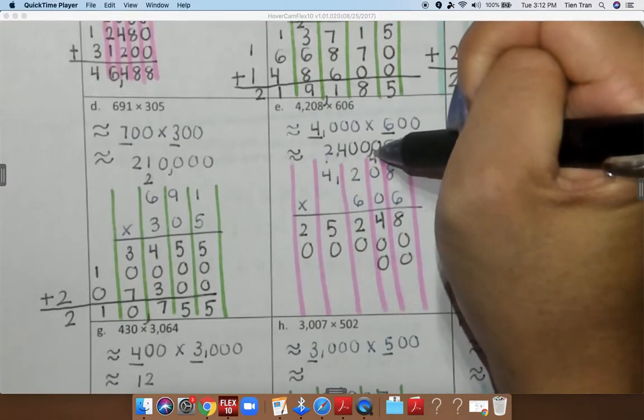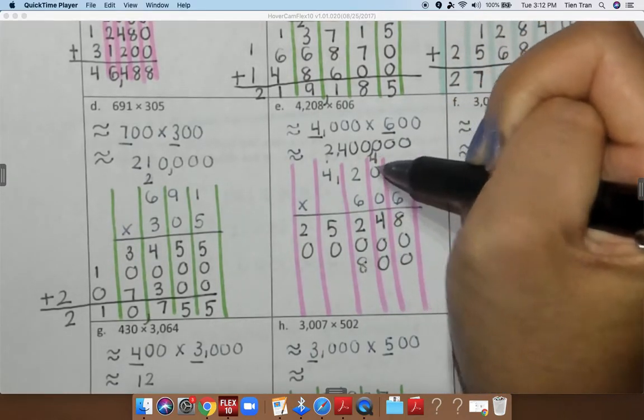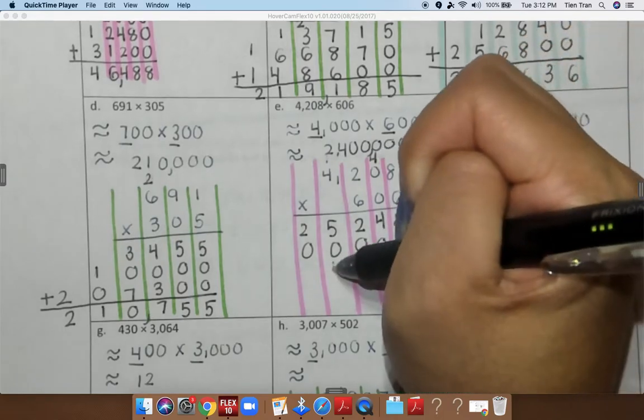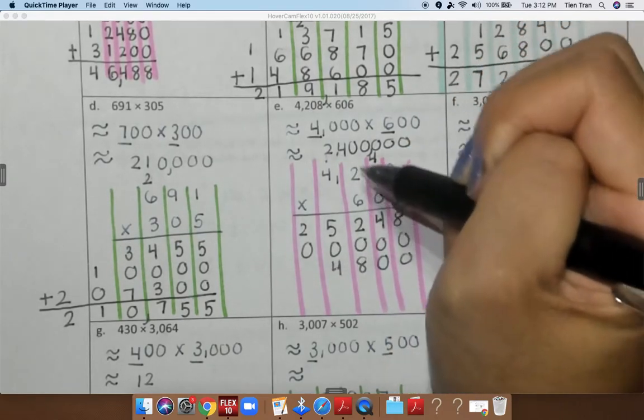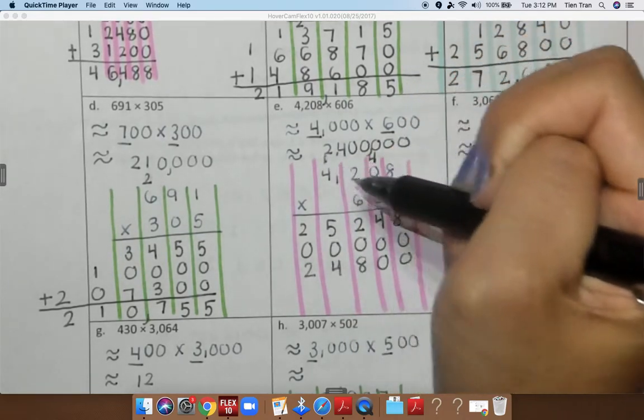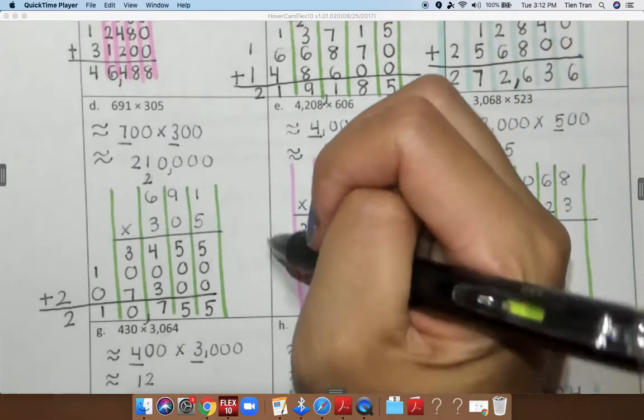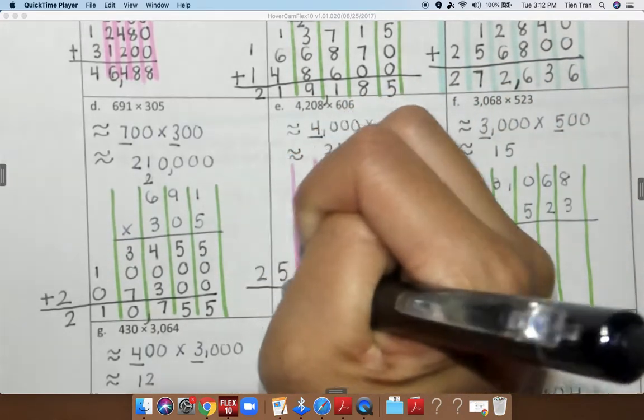6 times 8 is equal to 48. 6 times 0 is 0. 0 plus 4 is equal to 4. 6 times 2 is equal to 12. And 6 times 4 is 24. Plus 1 is equal to 25.